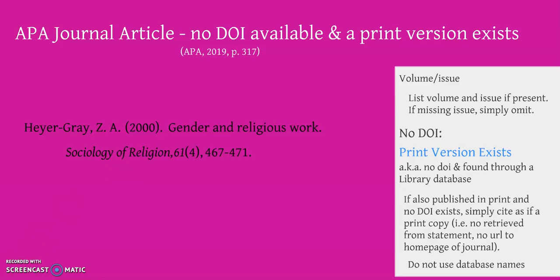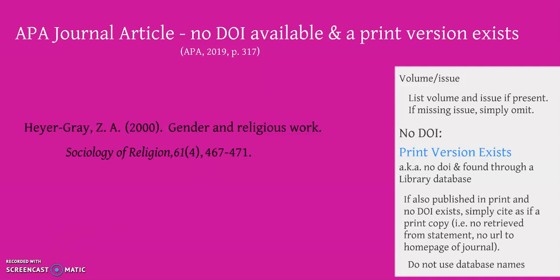and then leave that in italics. The next thing we'll include is, if we have a volume and an issue available, we will include both the volume and the issue. If you'll remember, the volume is italicized and the issue number is not. Follow this by a comma and then simply include the page range number and put a period. There is no need to put a retrieve from, there's no need to include database names, simply end it with the page numbers and put a period.